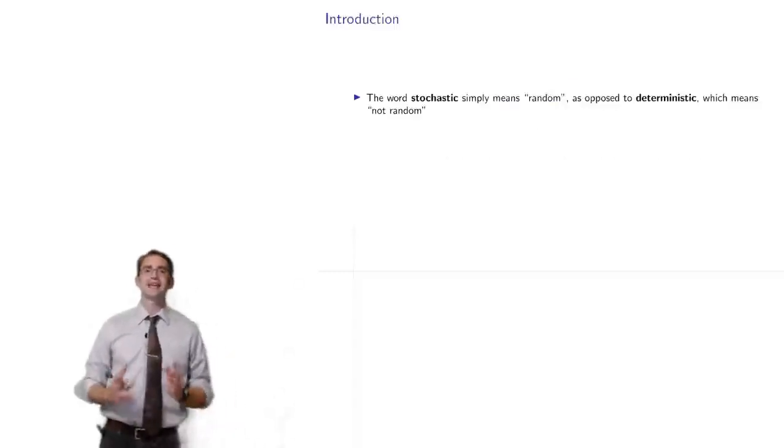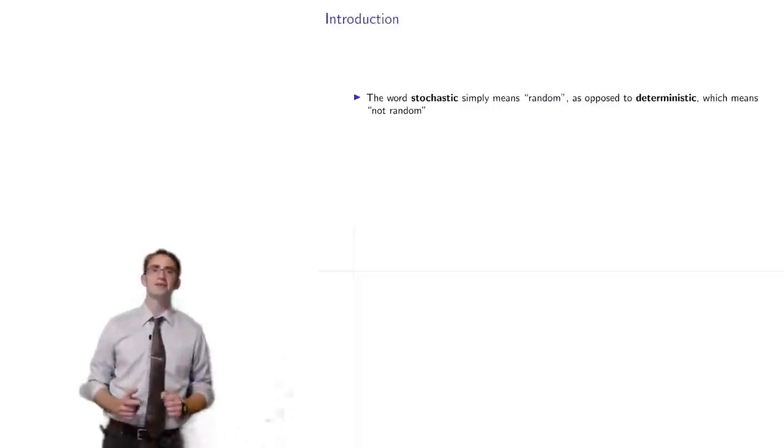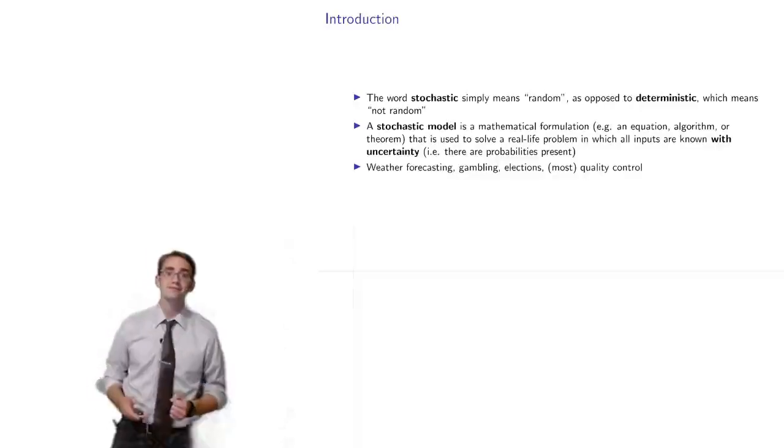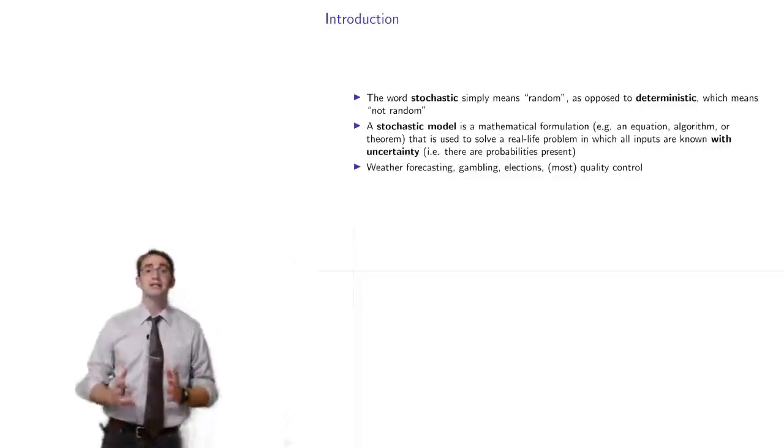So what does the word stochastic mean? You probably don't know this word. It's a fancy SAT word that just means random. We say things are random as to distinguish them from being deterministic, which is what you'd study in ISE 330, which means not random. A stochastic model is just a mathematical formulation, which means it's an equation or an algorithm or a theorem that is used to model or solve a real-life problem where the inputs are known with uncertainty.